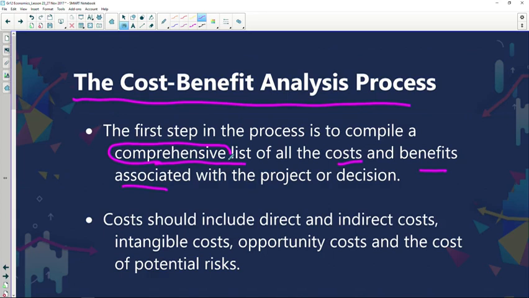Then the second step is that the costs should include direct and indirect costs, intangible costs, opportunity costs, and also the cost of potential risks. I know that some of you are going to go and study the Bachelor of Business Science or a BCom in economics. You will see that when you're looking at costs, it's important not just to look at the direct costs that you are most likely to incur, but also the indirect costs, and also the intangible costs, the ones that you can't physically touch, but you know that you are most likely to incur, and also the opportunity costs, like when we look at that graph in economics. That needs to be taken into consideration as well, and also the cost of potential risks.